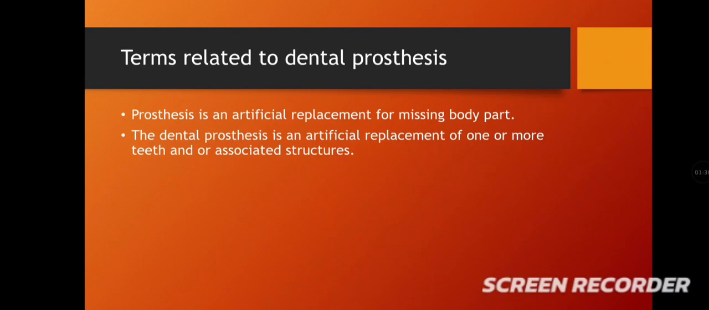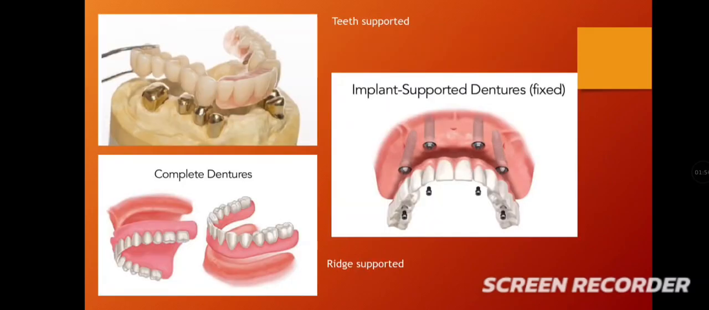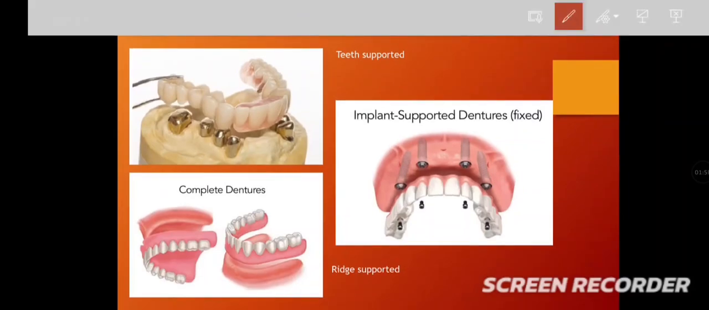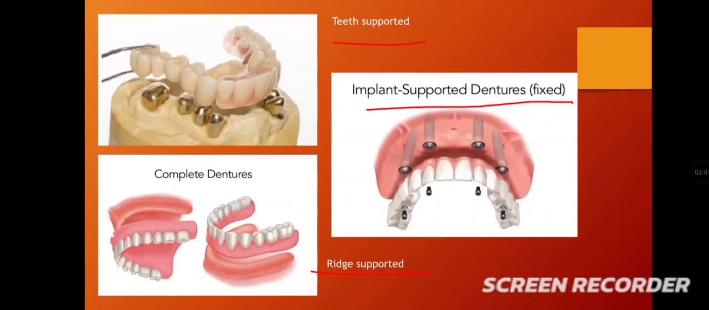Next, let us talk about some terms related to the dental prosthesis. Prosthesis is an artificial replacement for a missing body part. The dental prosthesis is an artificial replacement of one or more teeth and associated structures. In clinical application, dental prosthesis may be supported by teeth, residual ridge, dental implants, or a combination of all together.